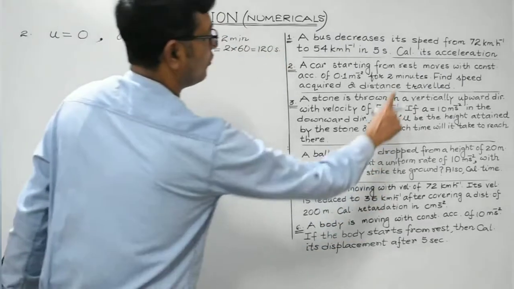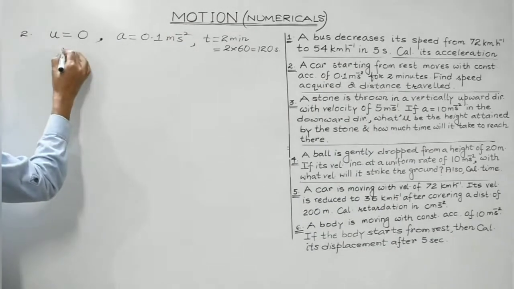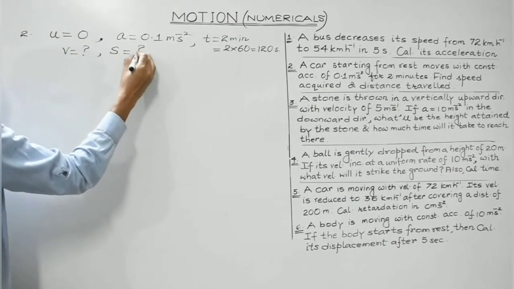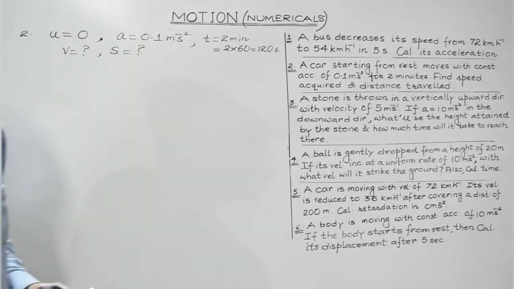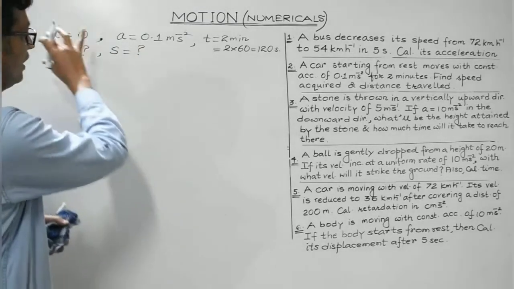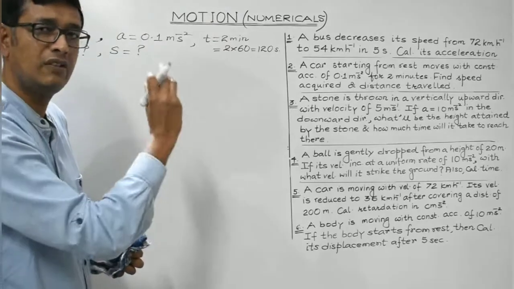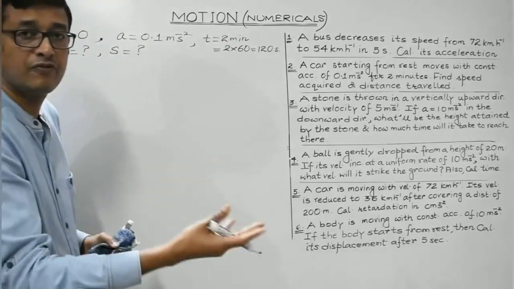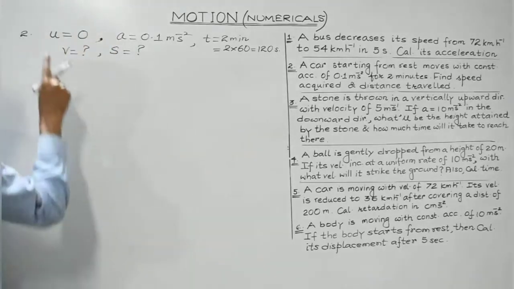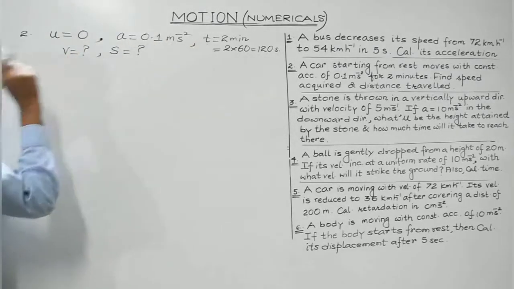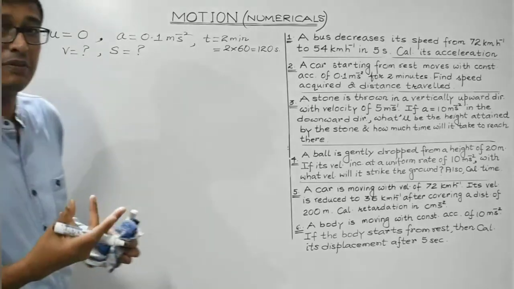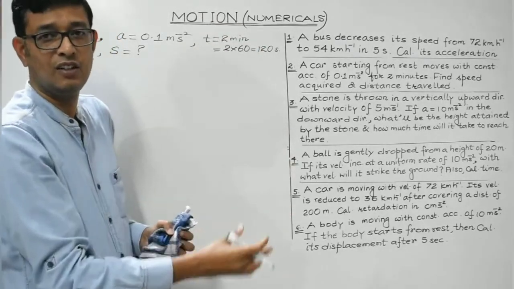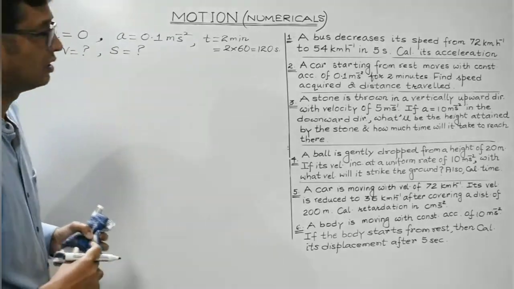Right? Find speed acquired and distance traveled. So v is to be found and displacement is to be found. So whenever you start a numerical, first write in this particular manner. All the given information, write in this manner, and these are the quantities which need to be found. Right? So u is given, a is given, t is given, we need to find out v. So students, we can make use of the first equation of motion. Just remember those 3 equations, right? One of those equations will be used in a numerical.